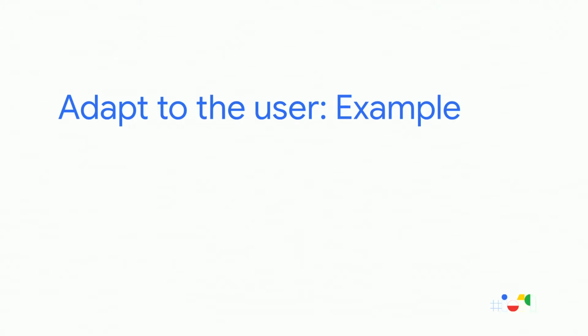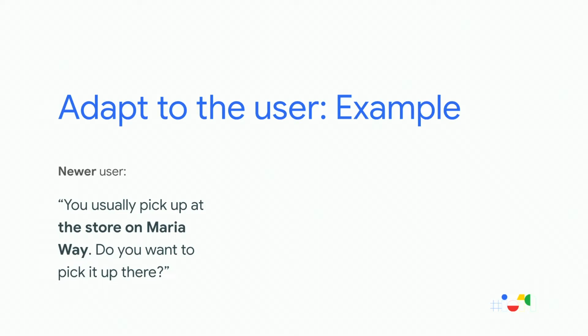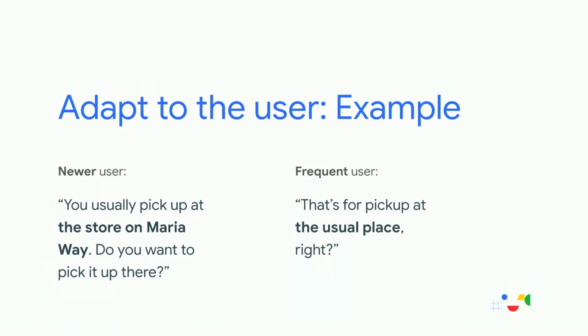To see this applied to an action, let's say that we're building a coffee ordering action and the user's choosing where to pick up that coffee. Maybe the first time it's suggesting a specific store and asking if they want to get it there, but after they keep picking up from there, we can just use this shortened prompt and you can see how much faster that is, as well as being personalized.